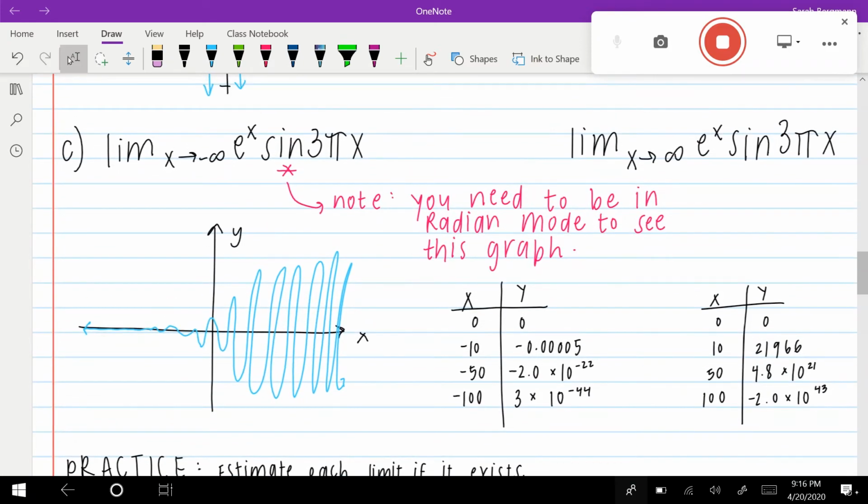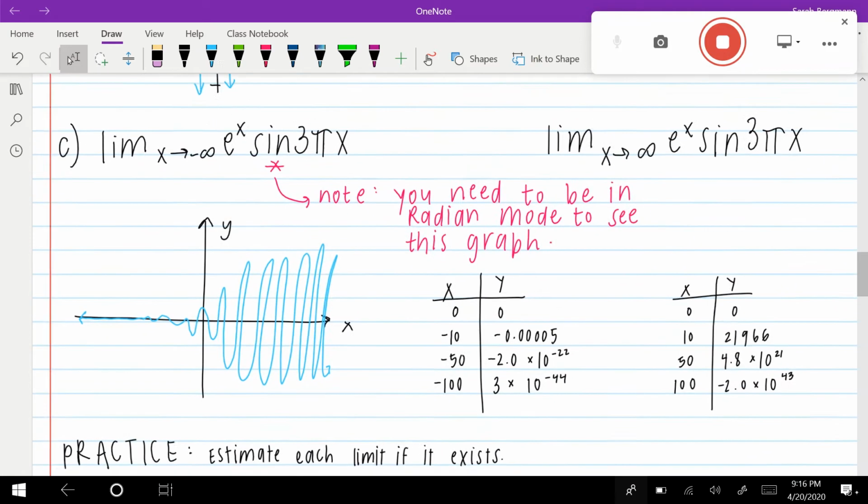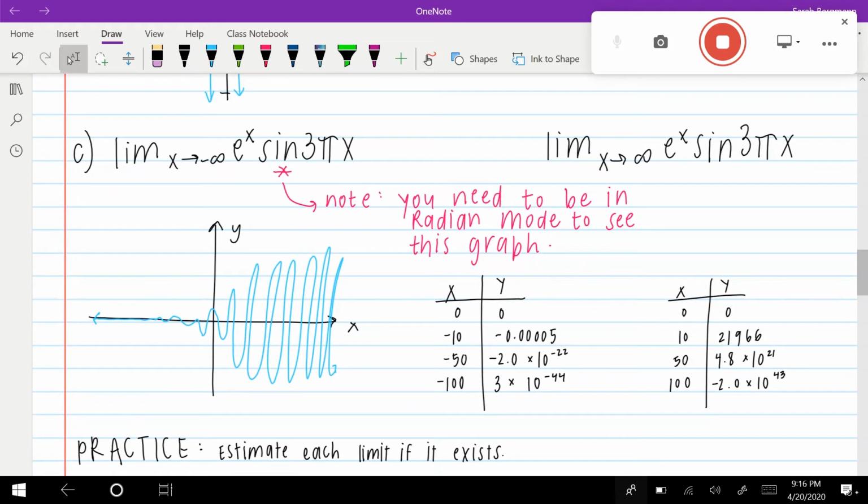Next, this graph is a little different. I have the left end and right end on this one. The reason I did this is because there are two things to note. First, note that you need to be in radian mode in order to see this graph since it has a trig function in it. So once I plugged it in, I see this graph.